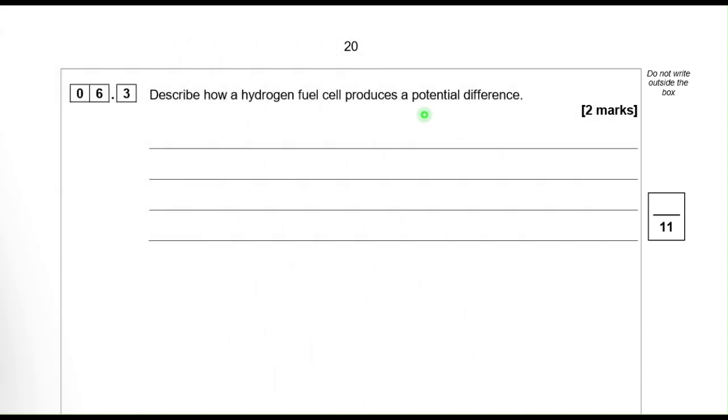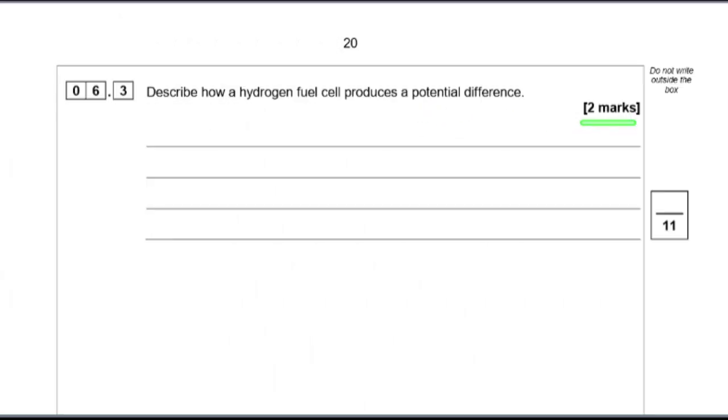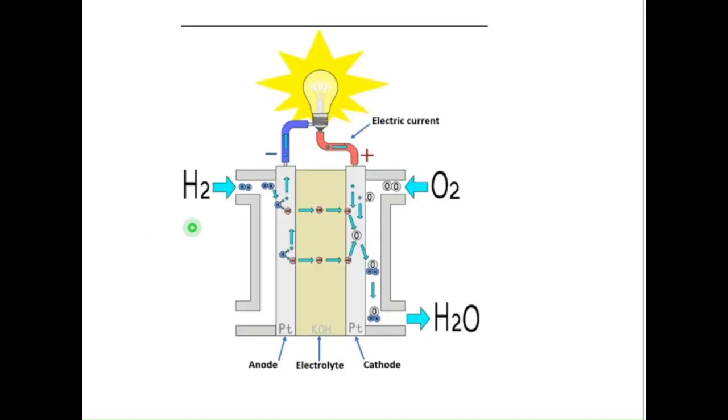Over the page, 6.3. Describe how a hydrogen fuel cell produces a potential difference for 2 marks. So let's look at this diagram. This is a simplified diagram of a hydrogen fuel cell. You've got hydrogen going in one side, and what happens in this side is the hydrogen is oxidized. In other words, it loses electrons. On the other side, you've got oxygen going in, and this picks up those electrons. And in essence, what we get coming out the end is water.